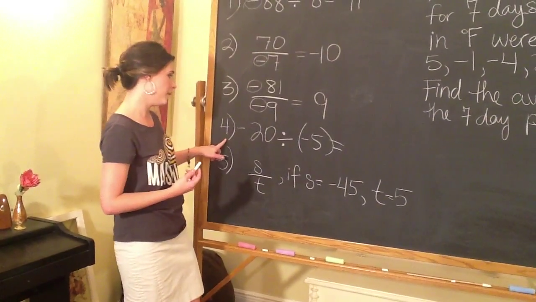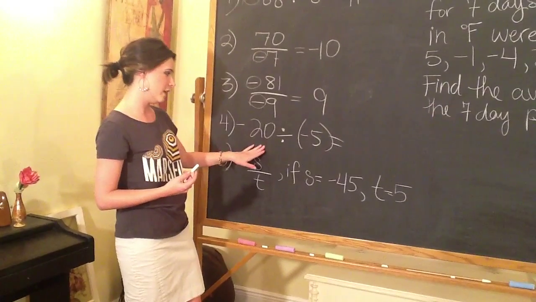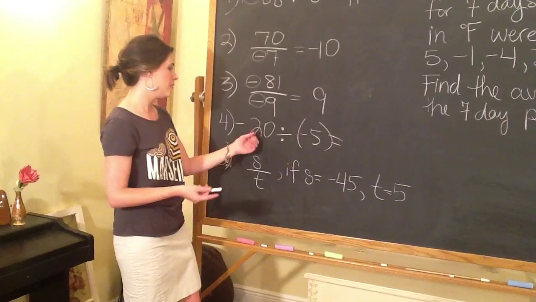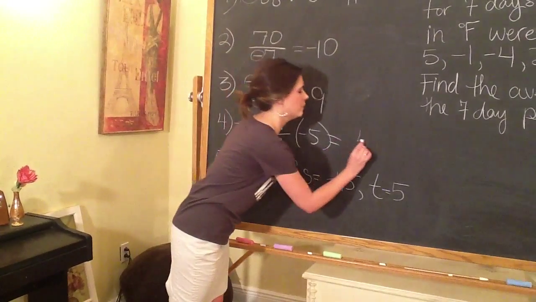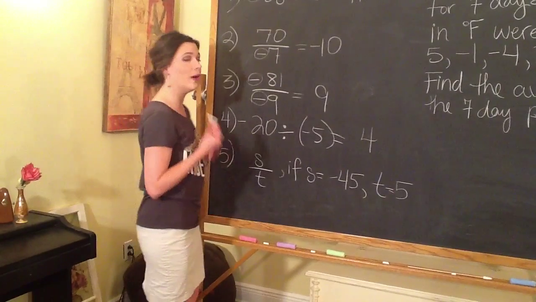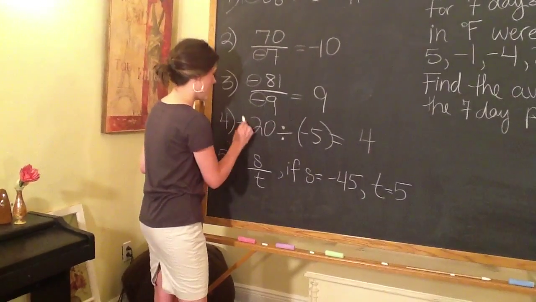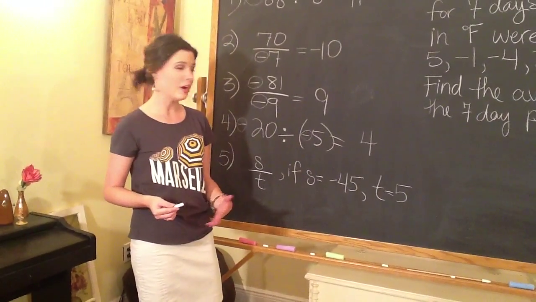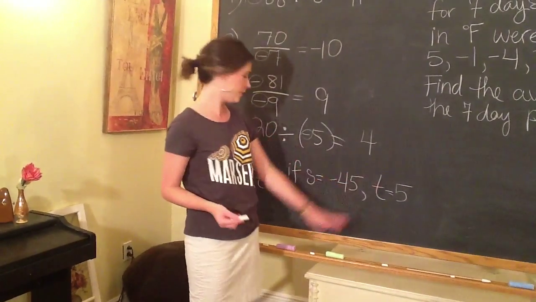Alright, number 4. We have negative 20 divided by negative 5. So let's go ahead and divide real quick. So 20 divided by 5 gives us 4. Now, is this going to be a positive 4 or negative 4? Let's go ahead and count our negative signs. We have 1, 2 negative signs, and since 2 is an even number, our answer is going to be positive.